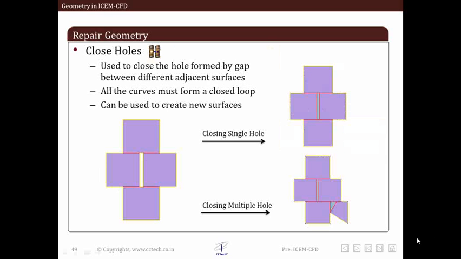Next option is close holes. This option allows us to close holes in a surface to create a new surface. For this, we need to select curves representing the edges of the hole. Once selection is done, after clicking apply, it asks for confirmation along with a preview of the newly created surface. We can close multiple holes by this operation.